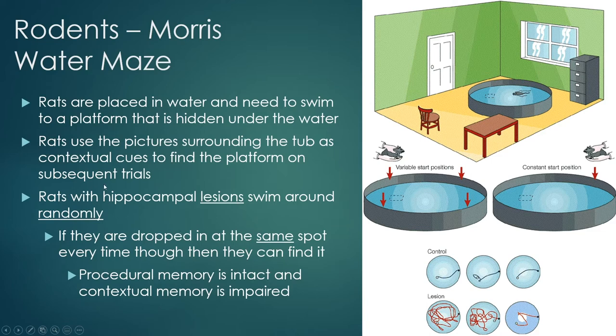So the hippocampus is responsible for building this map. If we drop a normal rat in different places within the tub, it has a map of this whole area based on those contextual cues, and it can work out where it is at any given time and make it to the platform. But if the hippocampus is lesioned, then they're going to swim randomly unless they're dropped in at the same spot every time.